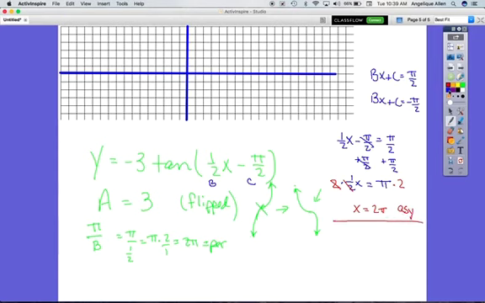Now I'm going to solve for the other asymptote, setting bx plus c equal to negative pi over 2. And then I'm going to add pi over 2 to both sides. You'll notice the steps to solve this are the same the second time as they are the first. That's 0. 1/2 x equals negative pi over 2 plus pi over 2. That would be 0. And multiply both sides by 2 to isolate x. X is 0. So my asymptotes are going to be at 0 and 2 pi.